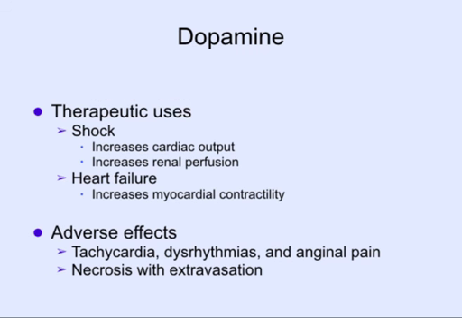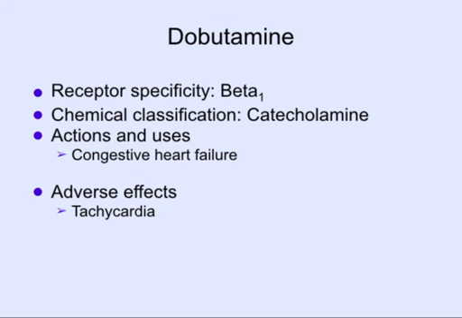Like I said, it's usually used in the ICU. It's mainly used for shock, heart failure. Adverse effects are tachycardia, dysrhythmias, chest pain, or tissue necrosis. Dobutamine, this one works at beta 1. It's mainly used for CHF, or it can be used in shock as well. Sometimes we'll have patients on dopamine and dobutamine. They'll be on both of them. It just kind of depends on the patient's state and the type of shock that they have, to be honest.